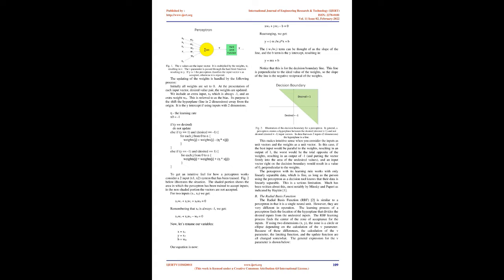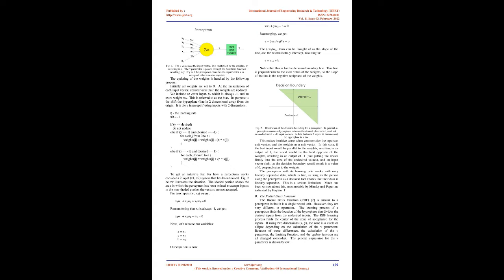We include an extra input, x0, which is always -1, and an extra weight, w0. This is referred to as the bias. Its purpose is to shift the hyperplane, a line in 2 dimensions, away from the origin. It is the y-intercept if using inputs with 2 dimensions.